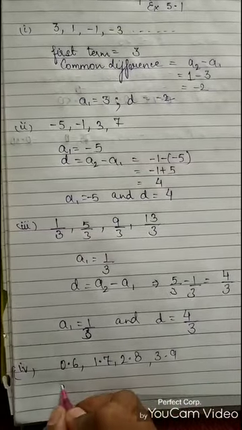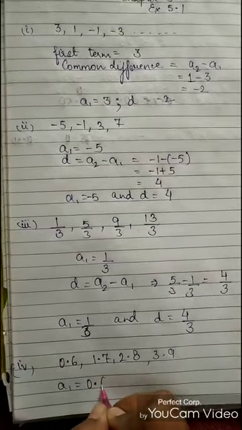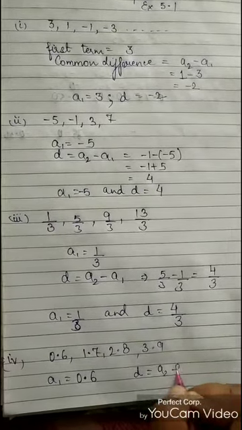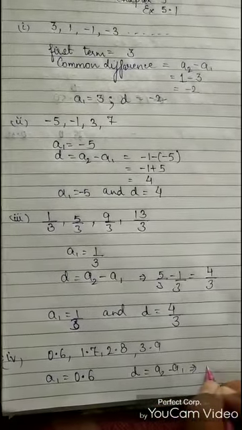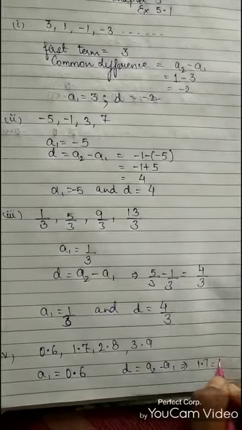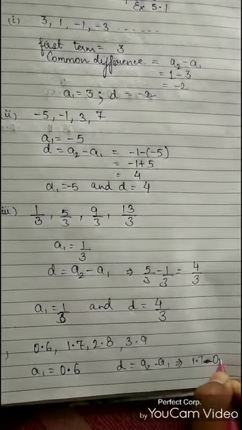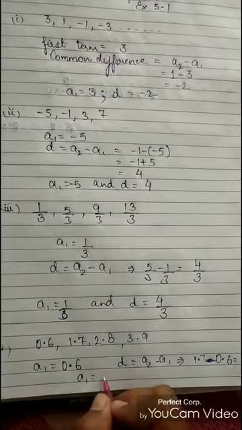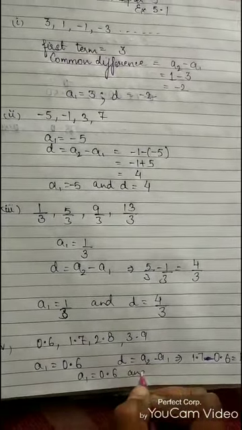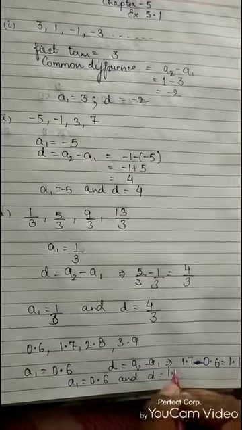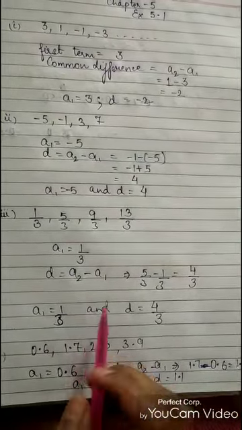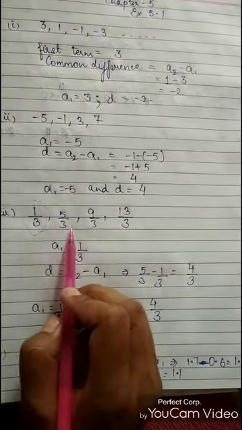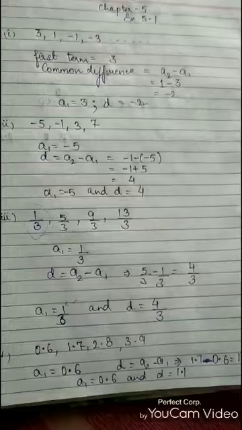Here again A1 is 0.6. D is A2 minus A1. That means 1.7 minus 0.6. This will be 1.1. So your A1 is 0.6 and D is 1.1. So your A1 is the first term of the AP, the first term which we are seeing, and the difference is A2 minus A1. Okay.